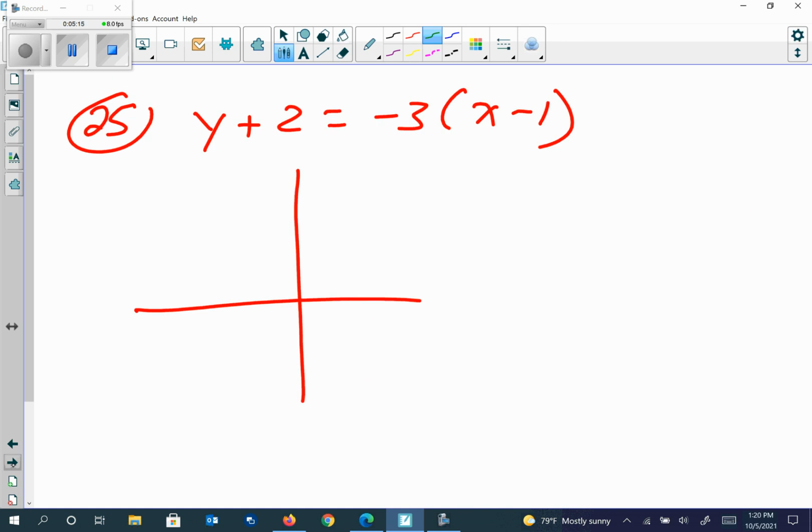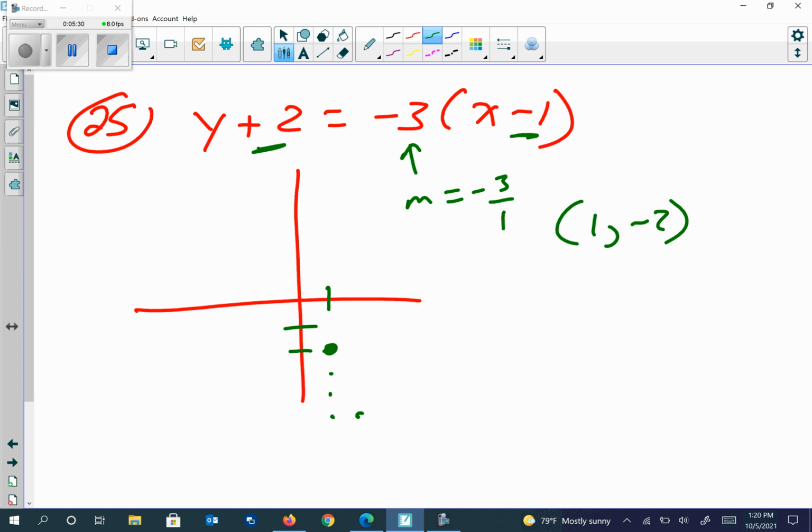Number 25, this one's given in point-slope form, so we're going to do the opposite value of this, opposite value of that. So I get 1 comma negative 2. So 1 comma negative 2 is right here. And then this is my slope. So my slope is negative 3 over 1. So from that point, I'm going to go down 3, right 1, connect the two dots, and there you go.